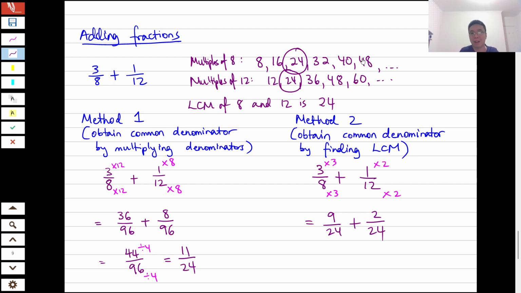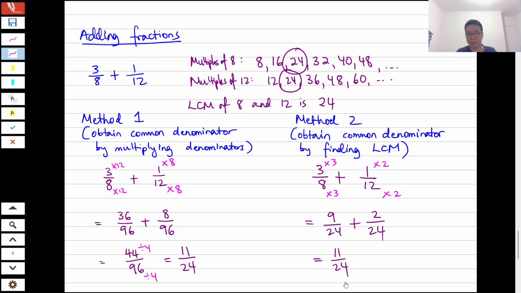However, it's time consuming. You have to do this work to get that number. If you're not sure how to do this approach, then you go back to method 1. The price you pay for method 1 is your numbers get large, and you may need to do some simplification to get to your final answer. But no matter which method you use, if you've done it correctly, you should eventually get the same answer. In this case, it's 11 on 24.